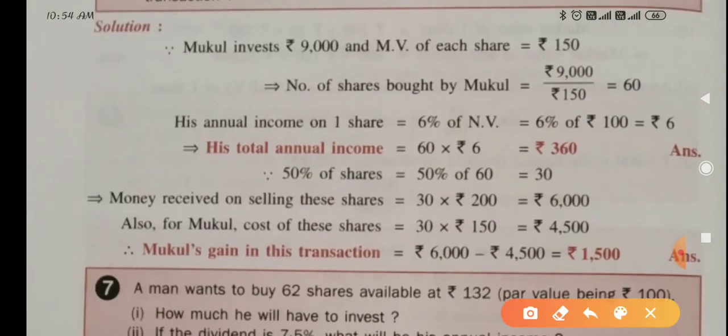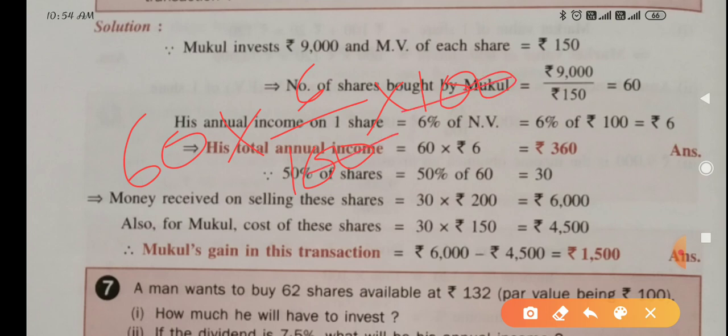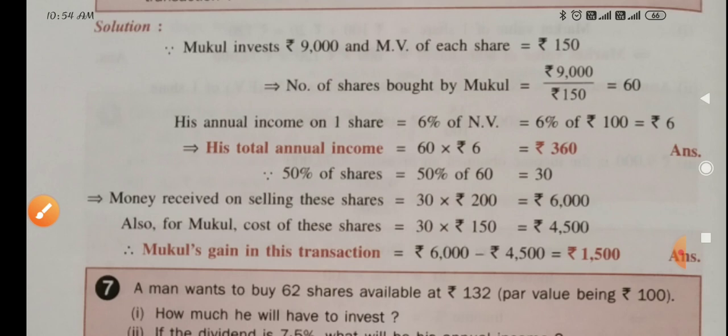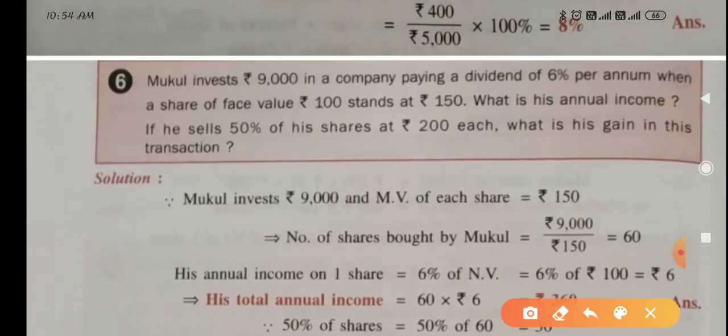By direct formula it will come, number of shares, how many shares? 60. Dividend percent 6%, 6 upon 100. NV, what is the NV? 100. So 100 cancel, 6 6s are 36, 360 rupees it is coming. You can see it is matching or not? Yes, it is matching. So total annual income. Now second part, he sells 50% of his shares at rupees 200 each. What is his gain in this transaction?